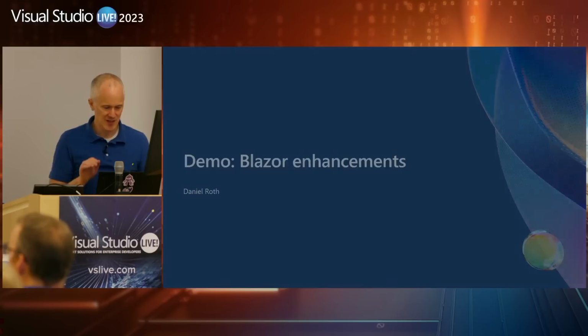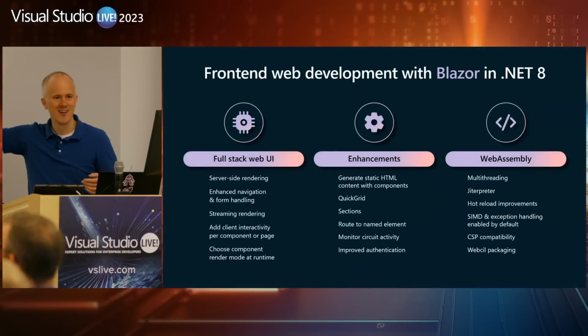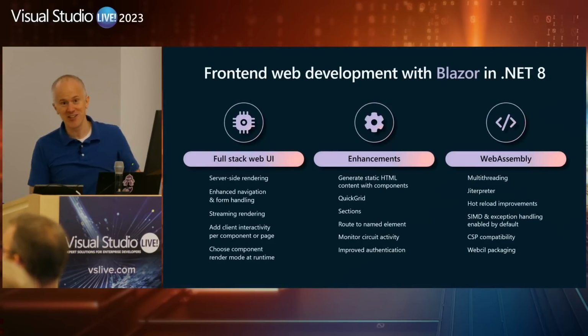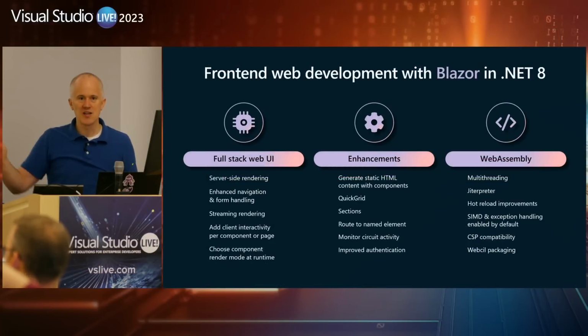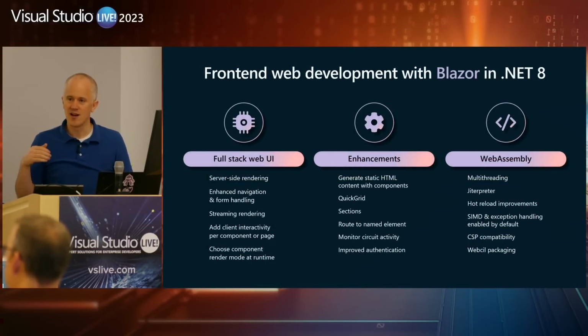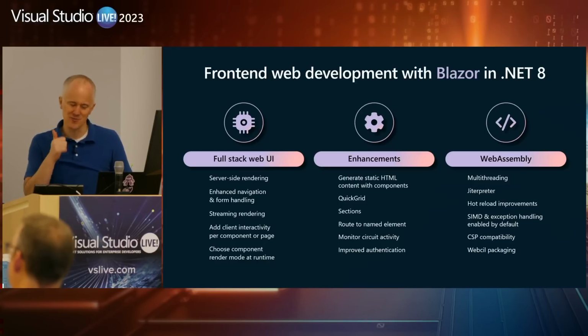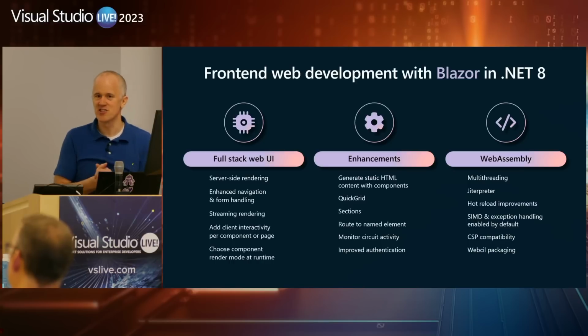All right, cool. So here's a summary of all the stuff we've talked about, all the things that are coming to Blazor in .NET 8. Full stack web UI with all the new capabilities: server-side rendering, streaming rendering, enhanced navigation, form handling, interactivity, and deciding the interactive render mode at runtime. We have a bunch of framework enhancements that we're adding. You can generate static HTML using Blazor components, QuickGrid, sections, routing to named elements, and then a whole bunch of WebAssembly runtime improvements as well, including preview multi-threading support, most likely. We'll see. Maybe we get it stable. I don't know. Probably preview. JIT interpreter support, hot reload improvements, WebCIL packaging, and so on.